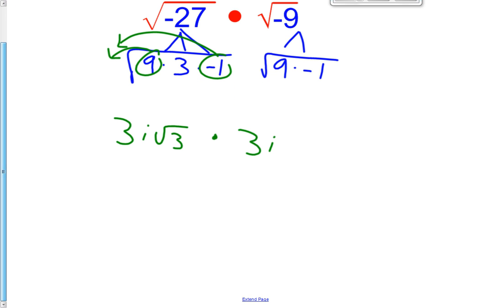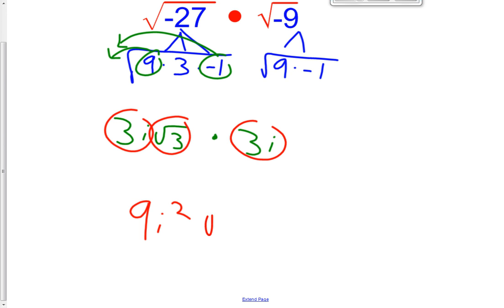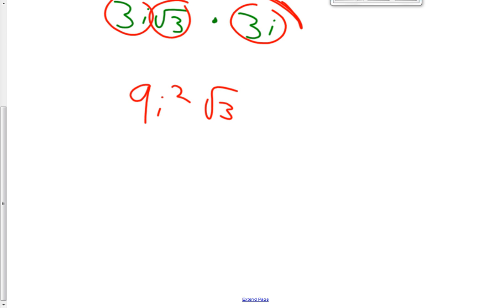So now when we multiply, we get 3i times 3i is 9i squared, and the square root of 3 just comes along with it because there's nothing to multiply over here. There's no radical, so it just comes with. So 9i squared times the square root of 3. And i squared is the same thing as a negative 1. So we get a negative 9 multiplied by the square root of 3.